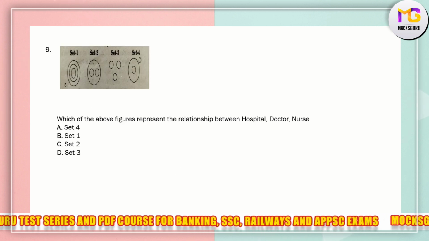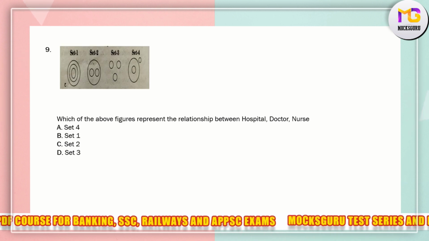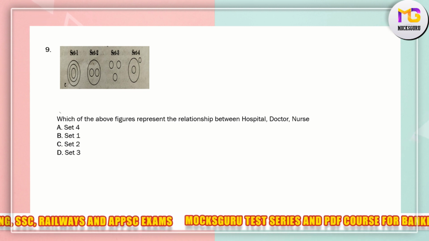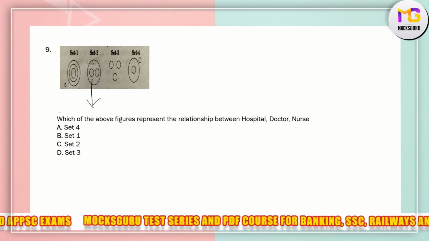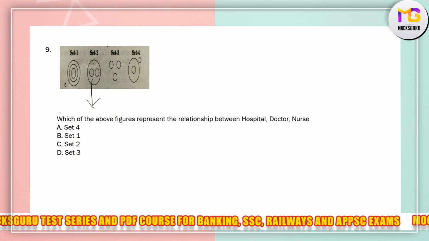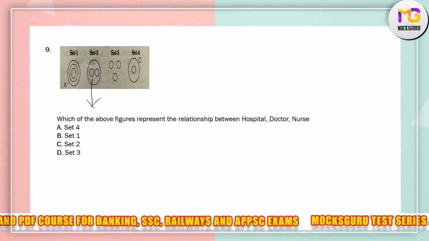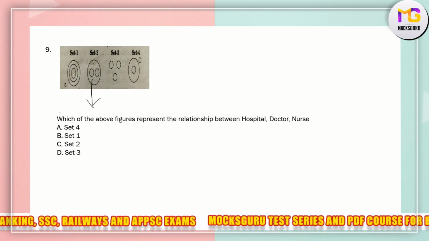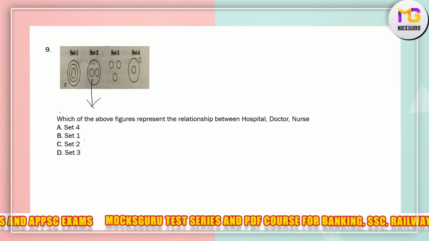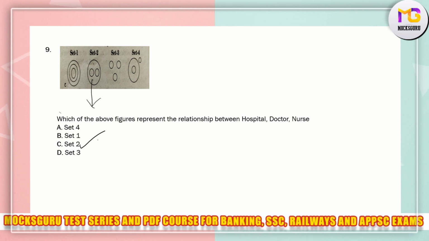4 figures are given. What is the relationship between hospital, doctor and nurse? I think set 2 will suit them more, because this big circle is the hospital and the doctor and nurse are there in the hospital. So the answer is set 2. So the answer is option C, set 2.